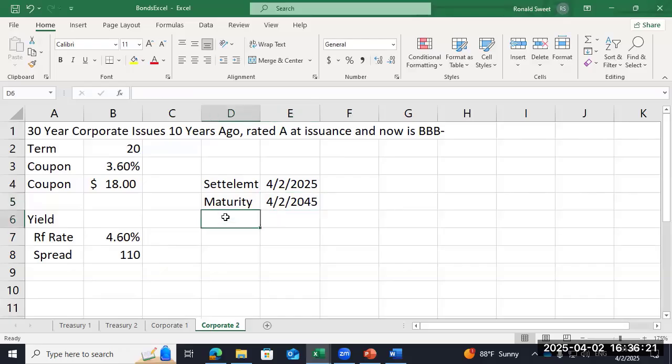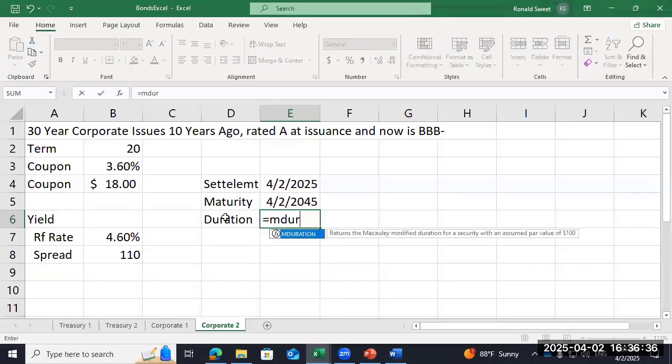So let's do modified duration. So I might give you this on the exam. I'm not going to ask you to calculate duration on the exam, but if you want to show off and do it, you certainly can. Well, in duration, you could probably do it.